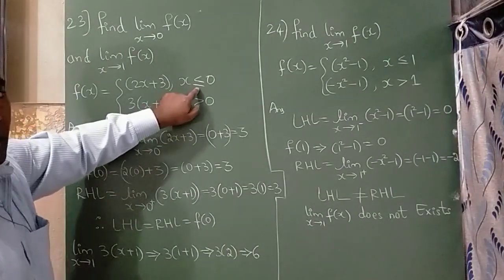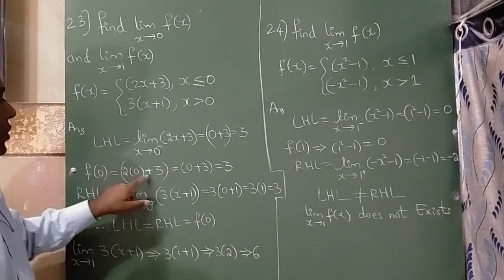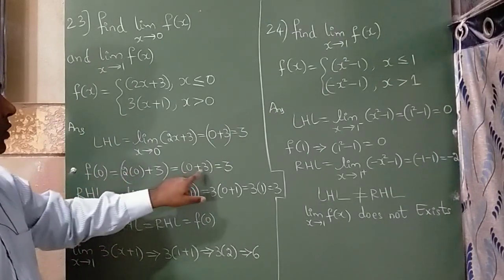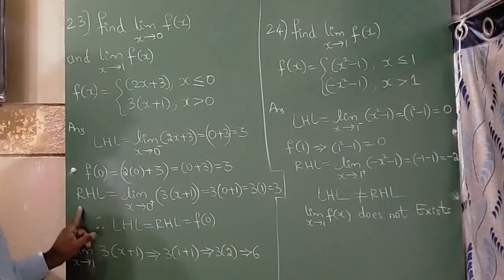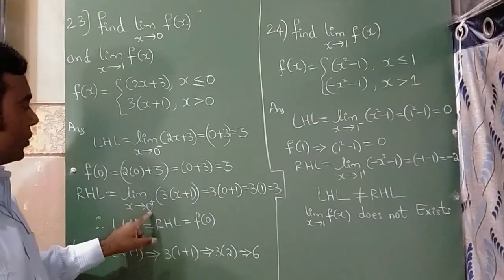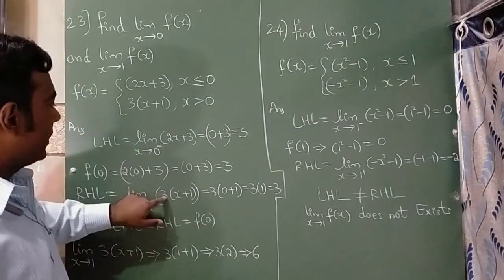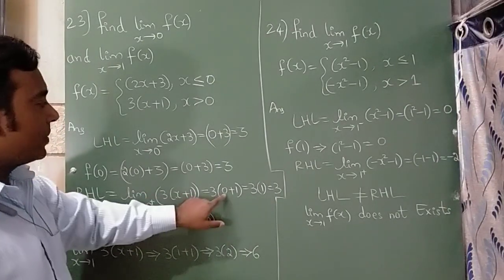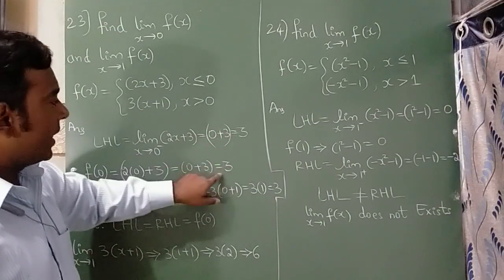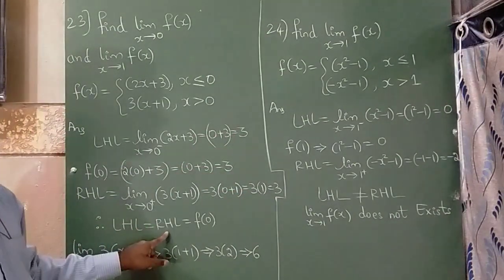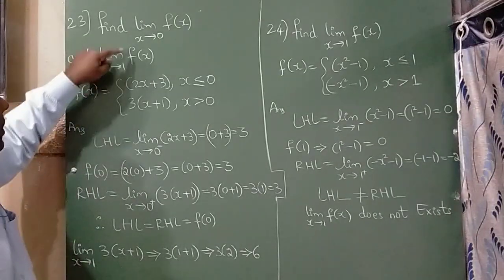Now since there is an equal to sign here, I have taken f of 0. So I have written 2 into 0 plus 3. 2 into 0 is 0. 0 plus 3 is again 3. Now RHL, right hand limit. Limit x tends to 0 plus, because it is on the right hand side. So here they have given 3 into x plus 1. Where there is an x, put 0. 0 plus 1 is 1. 3 ones are 3. It means you can see here LHL is equal to RHL and is equal to f of 0. Okay, so now this is over.